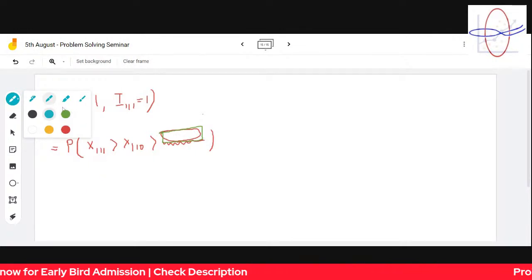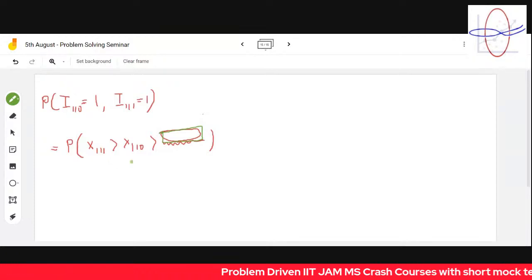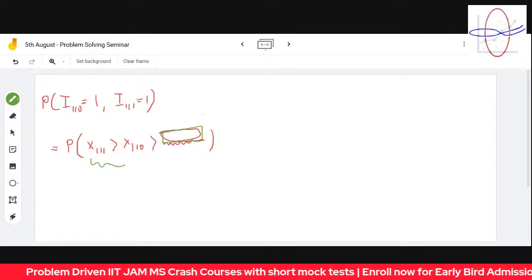You have to understand, you have to break the entire set of spaces into such greater than categories. So this means that there are two greater than. Okay.